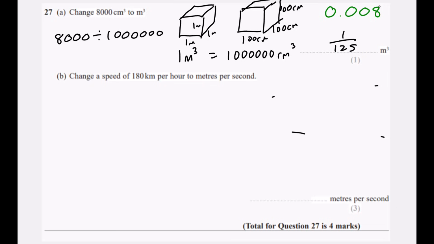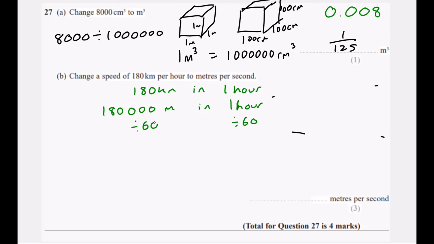Change the speed of 180 kilometers per hour into meters per second. So if I can go 180 kilometers in 1 hour, to change from kilometers to meters, times by 1,000. A K means 1,000. So 180K meters, 180,000 meters in 1 hour. In a minute, to find out how far I can go in a minute, I need to divide by 60. I can go a 60th as far in a minute as I can in an hour. So divide by 60.